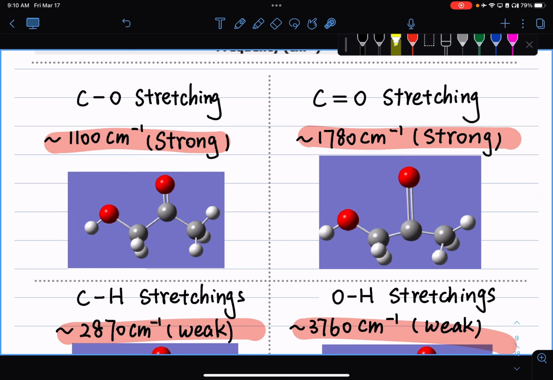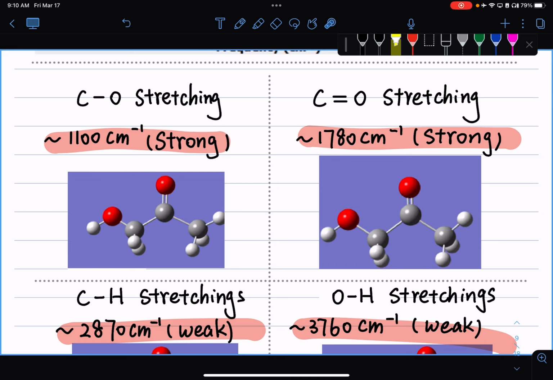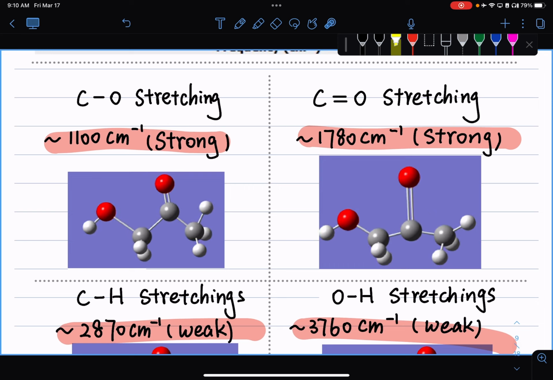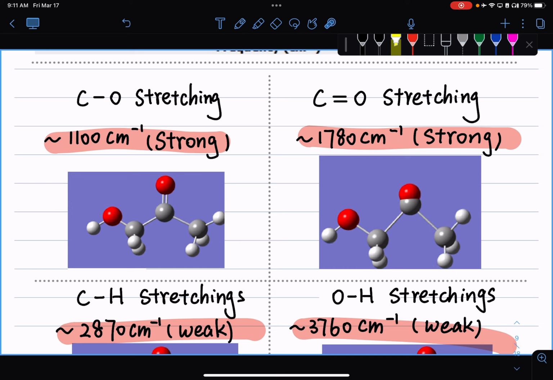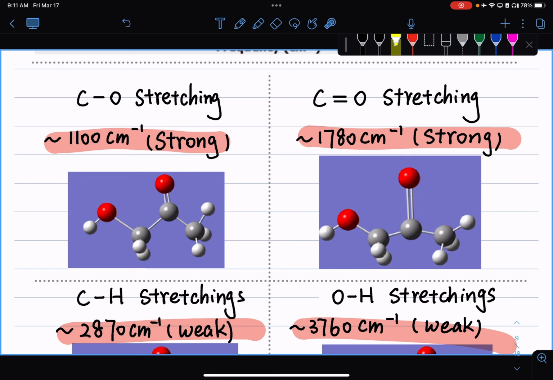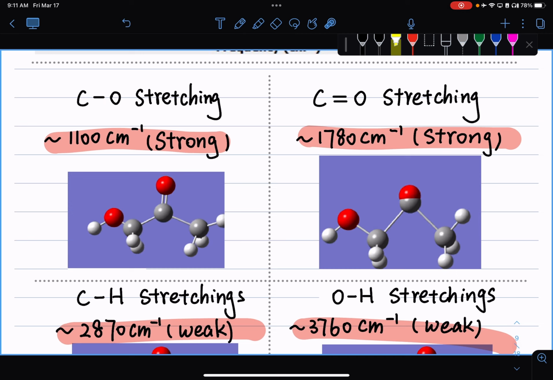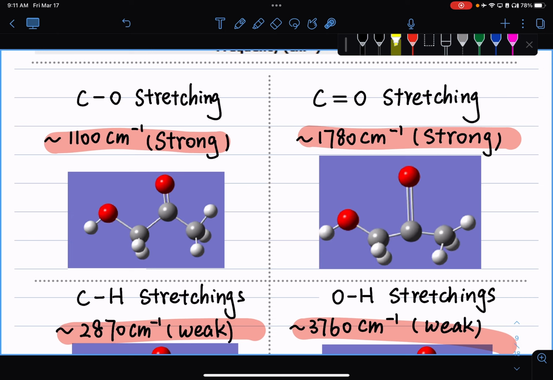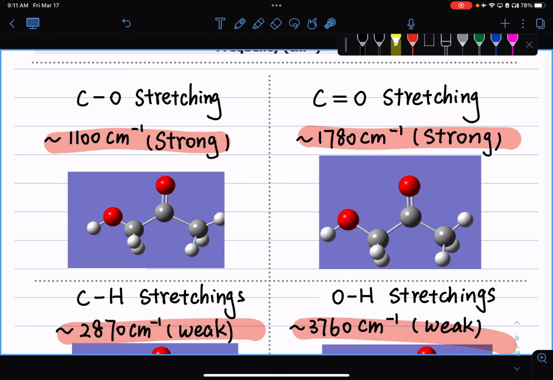Nevertheless, so that's IR spectroscopy. The take-home message here is that in organic chemistry, we use IR spectroscopy by looking at the table and identifying key functional groups in an organic molecule. All right. So that's our first tool to have.